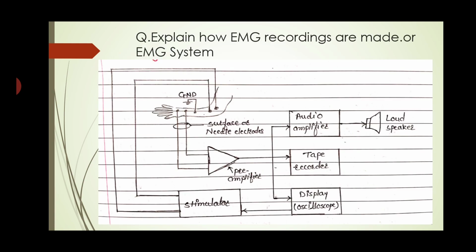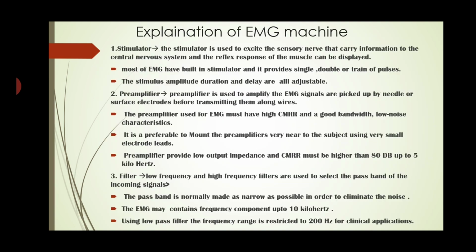Now we will see the EMG recording system. This is the block diagram. The main blocks are the stimulator, preamplifier, audio amplifier, tape recorder and displays. These are the output devices. First, we will see the stimulator.